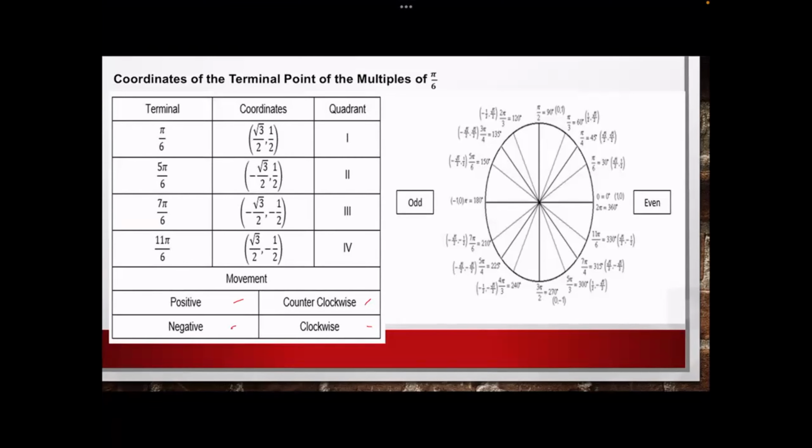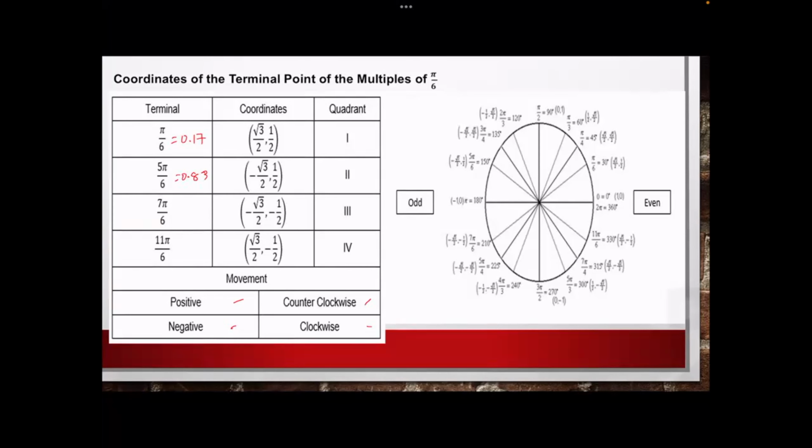So, ganun lang yun. So, ang pi over 6, remember, ang pi over 6 or 1 over 6, equivalent yan ay 0.16 or 17. So, pi over 6 is equal to 0.17 or 0.16. 1666. Ang pi over 6, equivalent yan ay 0.83. So, ayan yan.